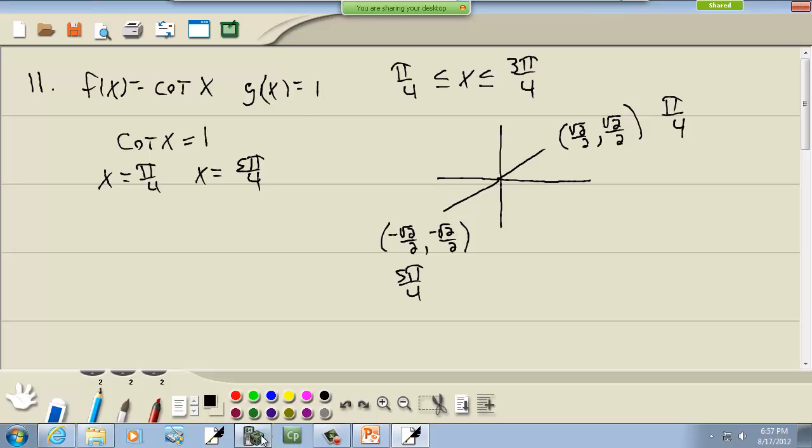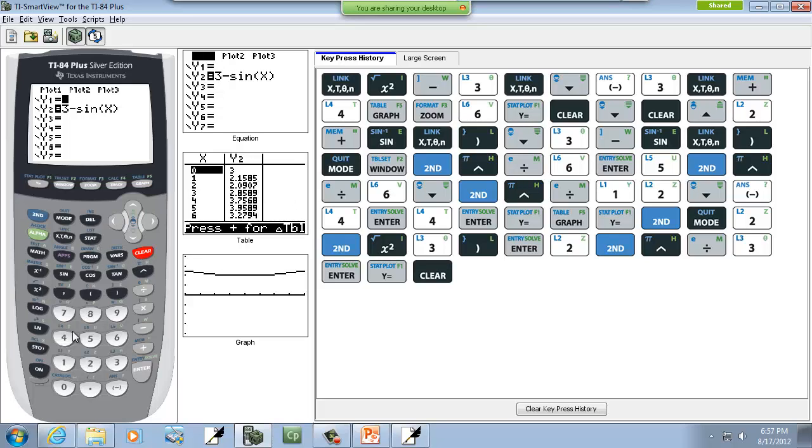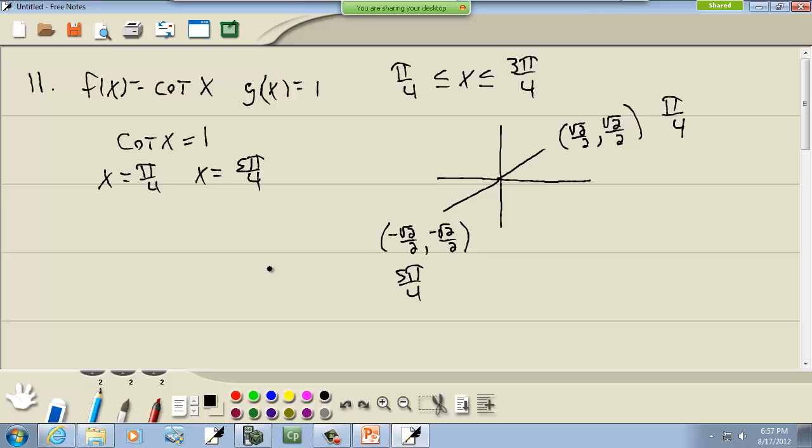Well, let's graph this. So I come over here, go to y equals, press clear. And remember, we don't have cotangent on our calculator, but cotangent is 1 over tangent. So I do 1 divided by tangent x. Down arrow, press clear, and I'll put 1 in. And we're going from pi over 4 to 3 pi over 4.